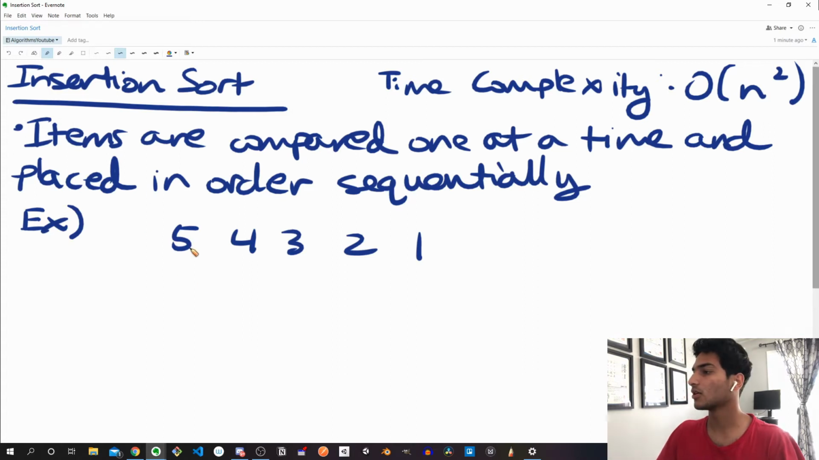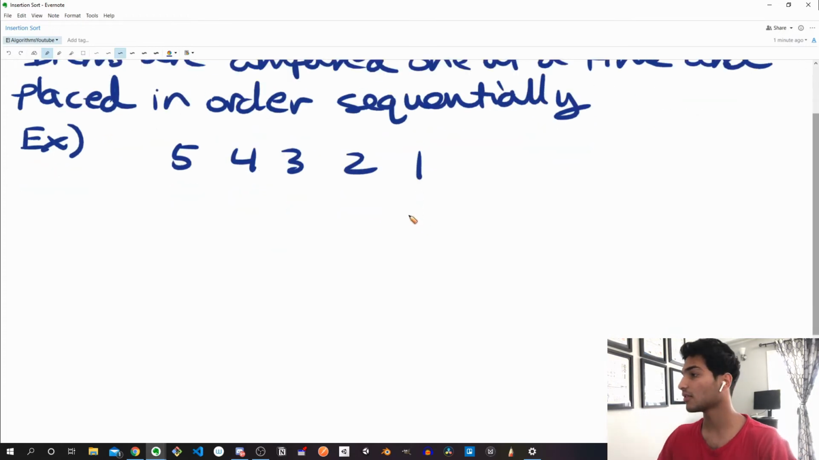So over here we have an example with the numbers 5, 4, 3, 2, and 1. This is a good example because not only is it not sorted, it's sorted in reverse order. Whenever an array is sorted in reverse order, you know it's the worst possible case. So we can see exactly how the algorithm works in the worst possible case, and it establishes the fundamentals of the algorithm.